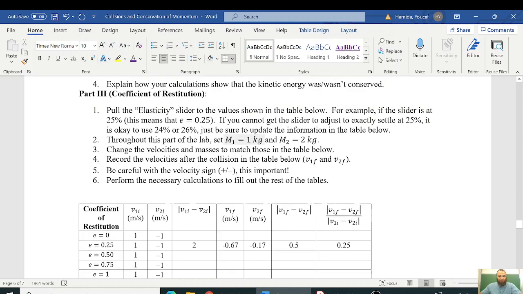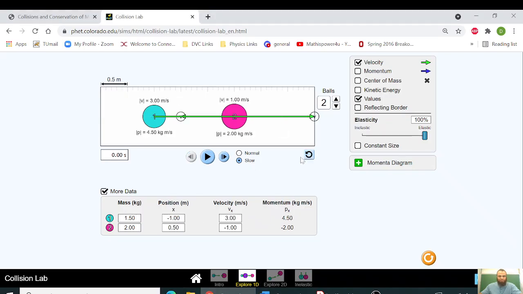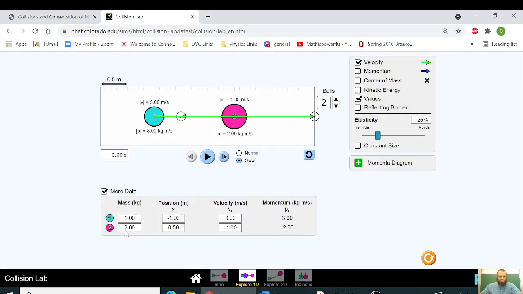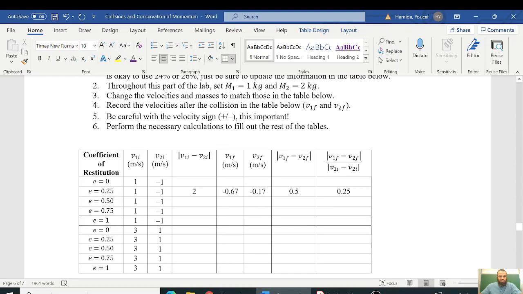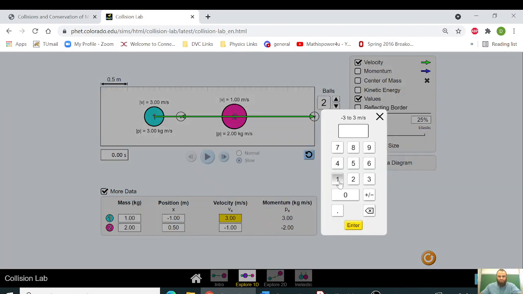I'm going to choose, it says here, use M1 to be 1 kilogram and M2 to be 2 kilograms. So for the rest of the calculation, let's just refresh. Let's choose this one to be at 0.25. Okay, it's nicely 0.25. This one will be 1 kilogram, and this one will be 2 kilograms. We are going to choose their speeds for the first half of the table to be 1 and minus 1. So this one will be 1.